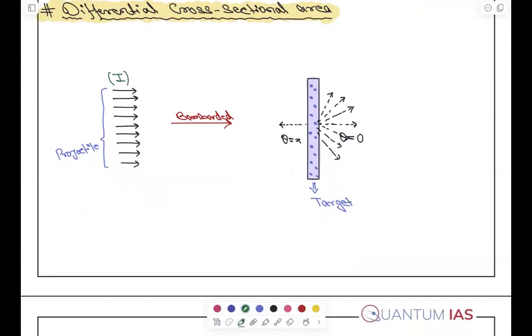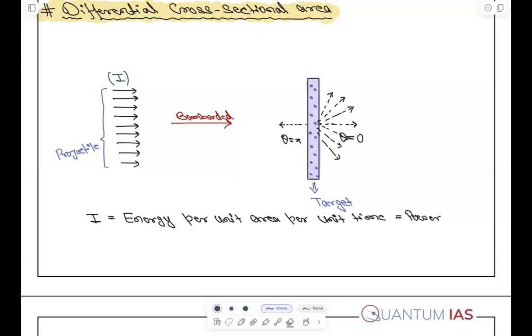Sir, intensity means the number of particles increases. Like when we bombard photons, if the intensity is higher, the number of photons will increase in the same time. Very good. So intensity is basically defined as energy per unit area per unit time, or power per unit area. This is how we define intensity.